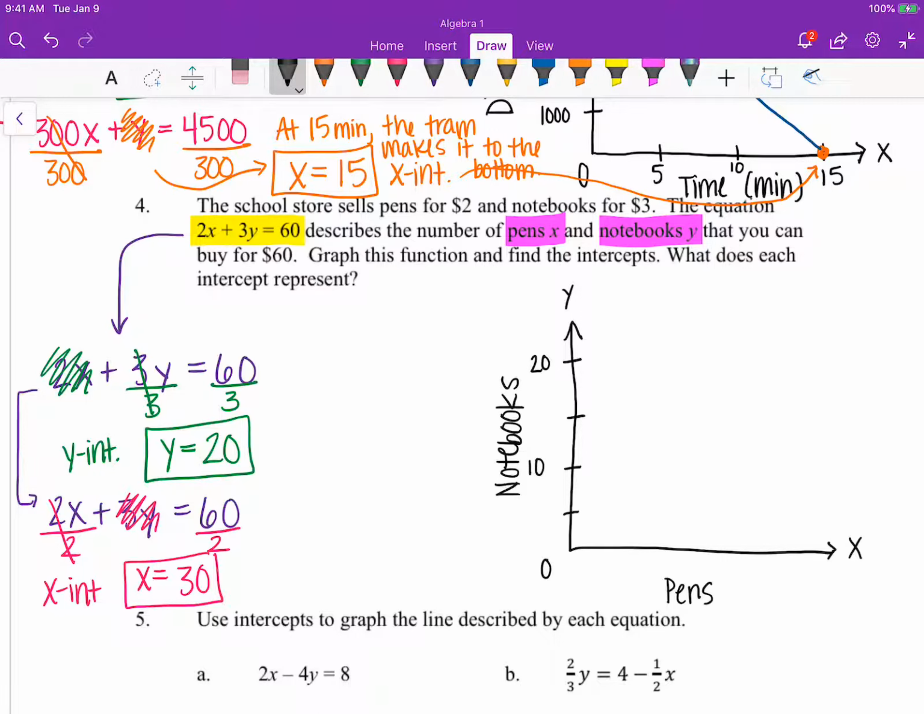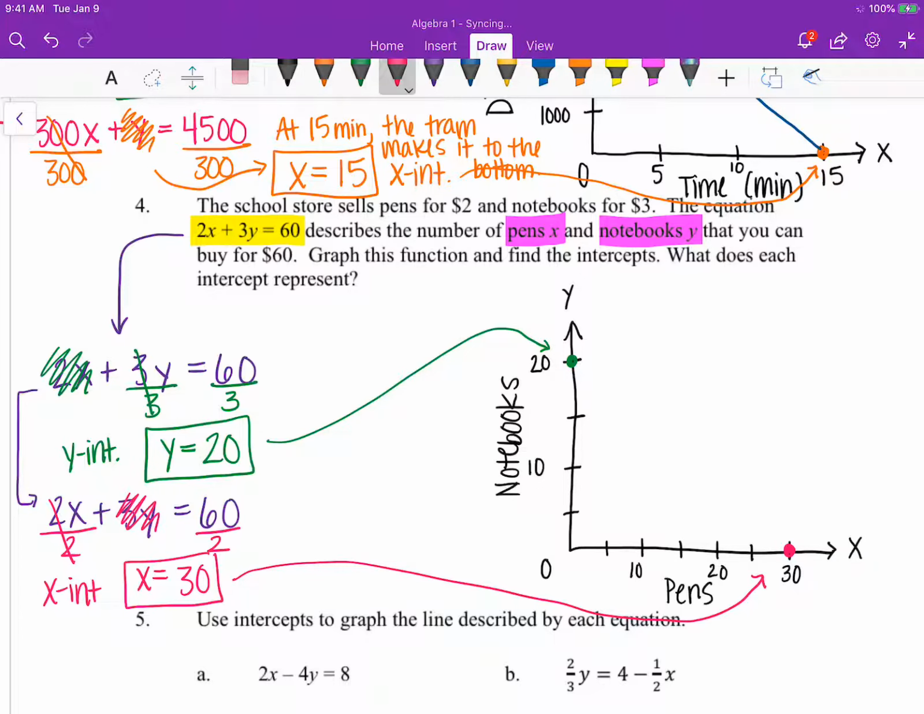My pens, my x-axis, my x-intercept is 30, so I have to at least make it up to 30. I'll probably count by 5s again here. I'll go 5, 10, 15, 20, 25, 30. There we go. All right, so I need my y-intercept on there at 20 because that's what we got here for our y-intercept. My x-intercept was 30, so I need a dot at 30 on the x-axis. And then I just need to draw a line connecting them together.